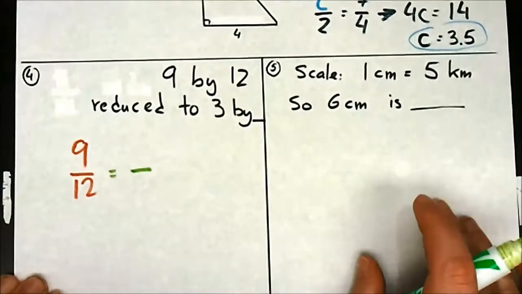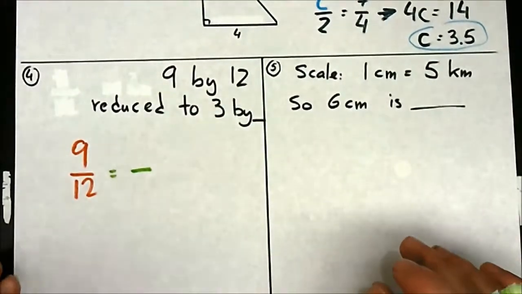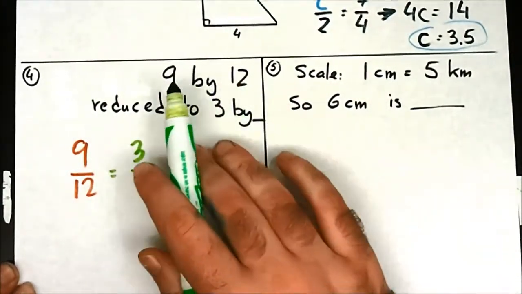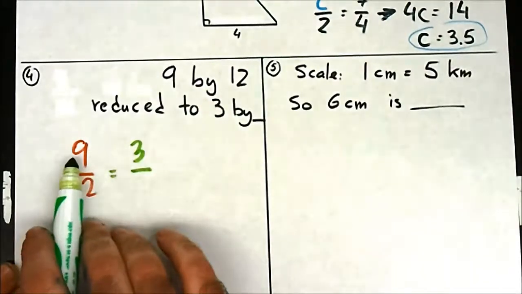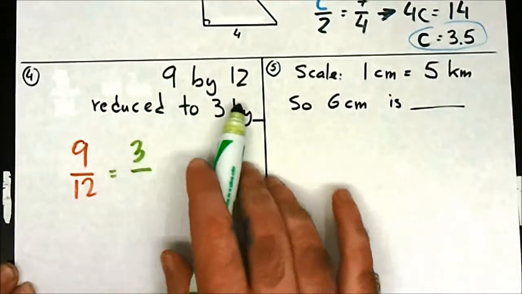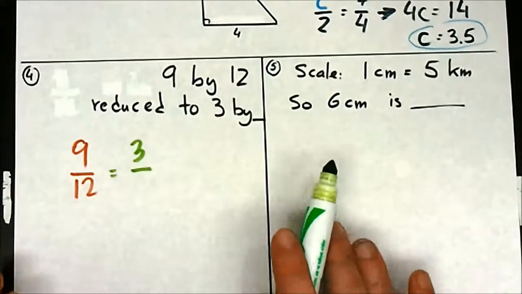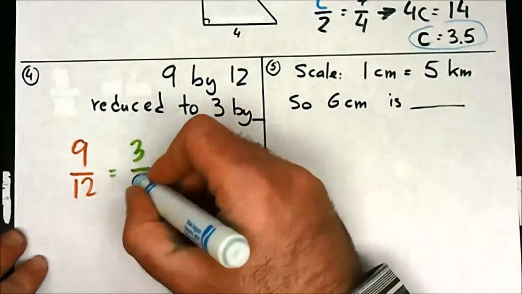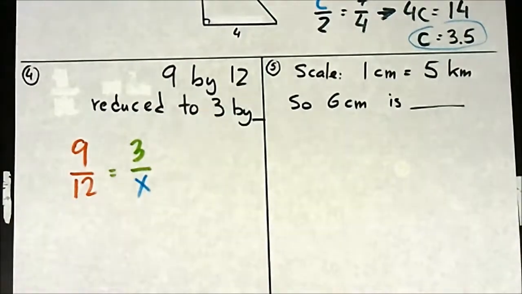Does a 3 go on top or bottom? 3 has to go on top because it's being compared to the 9. The 9 is on top here, so the 3 has to be on top as well. You have to keep it consistent. The placement is important. And then of course x marks my missing second measurement. What do I do next?